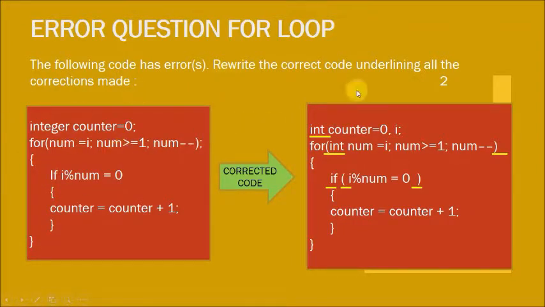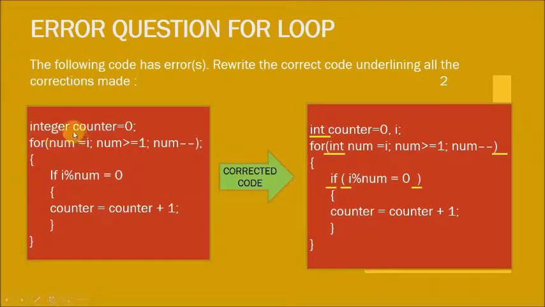So we will write down the corrected code. For writing the corrected code, please also see that all the braces are balanced. You can see for this opening brace, this is the closing brace, and for this opening brace, this is the closing brace. That is, all the braces are balanced. Now we'll check the syntax part.